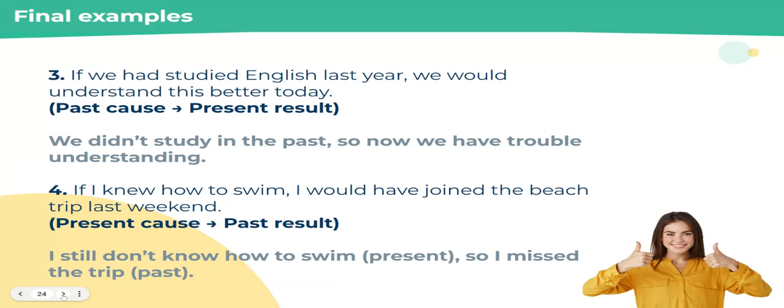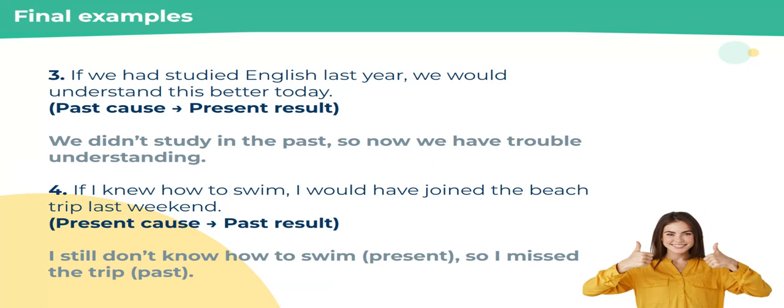Well, guys, thank you ever so much. Let's continue. We've got just a few more final examples. Number 3, if we had studied English last year, we would understand this better today. This is past cause and present result. We didn't study in the past, so now we have trouble understanding in the present. If we had studied English last year, we would understand this better today.